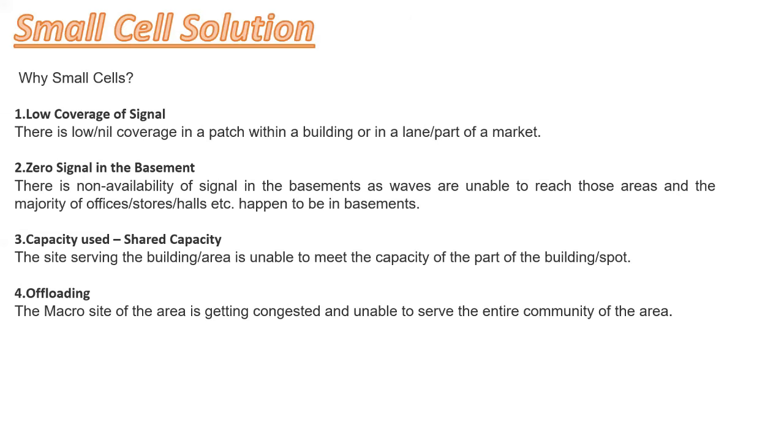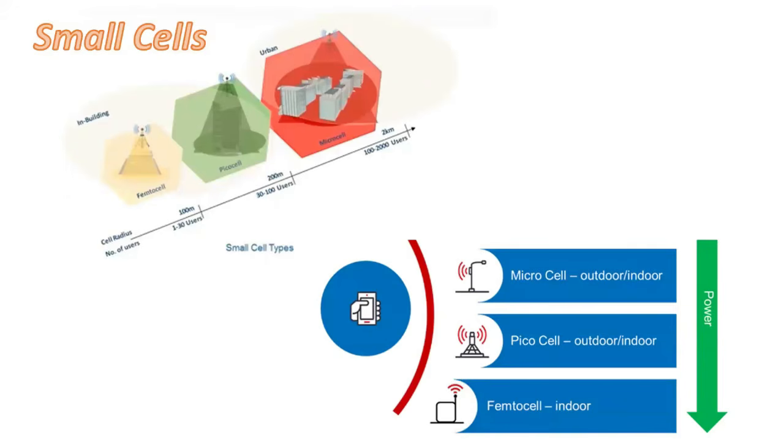So why small cells? These reasons we already discussed as similar to DAS: improve the coverage of signal, improve the coverage in the baseband, improve the capacity, and offload the macro site. So what are the various types of small cells? We have 3 types of small cells available. One is femtocell, one is picocell, and the last one is microcell.